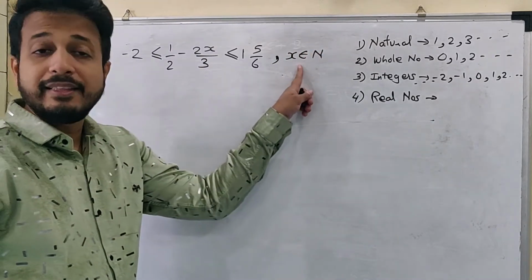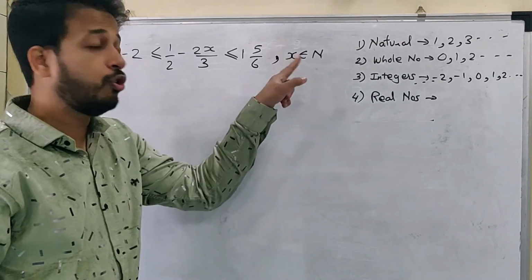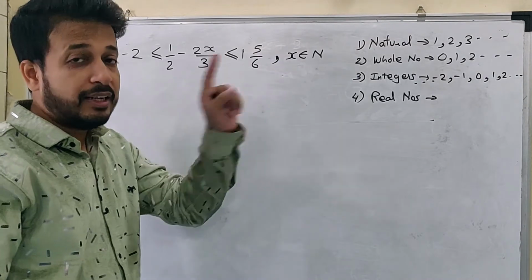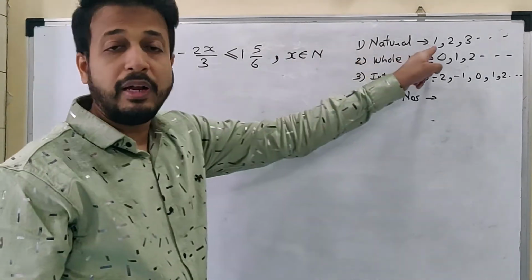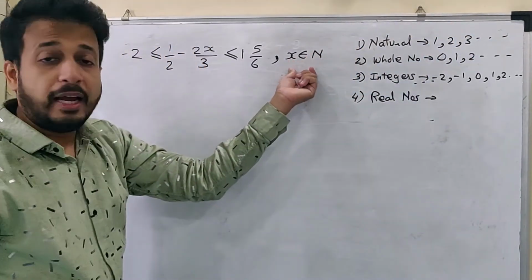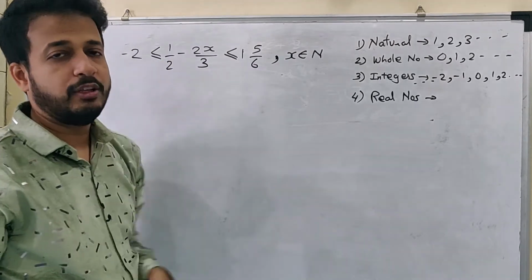Students, this thing is very very important. They can mention x belongs to integer, x belongs to real number, x belongs to whole number. But here they have told x belongs to natural number, and you know natural number starts from 1 and onwards. You have to remember this, guys, right? And here they have told you to draw the number line and also find the solution set.